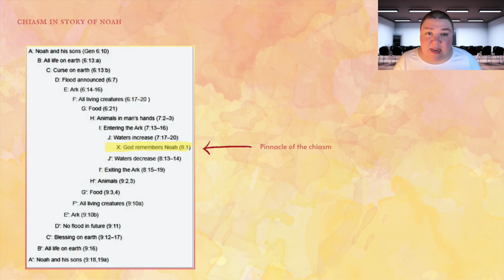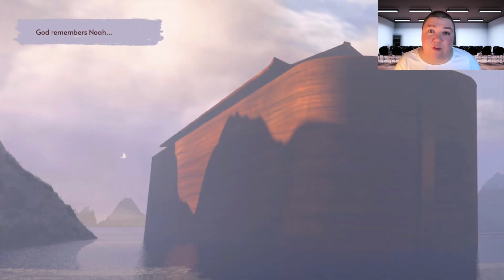We see that at either end it begins the same way, Noah and his sons. And the central point in the middle of the chiasm, found in Genesis 8:1, is God remembers Noah. And we now know that this is the central point, the heart of the story: that God remembers Noah.